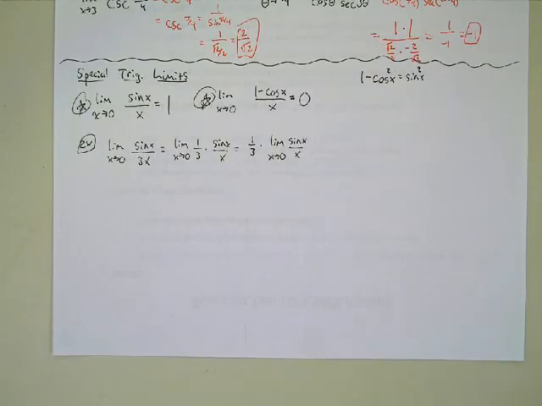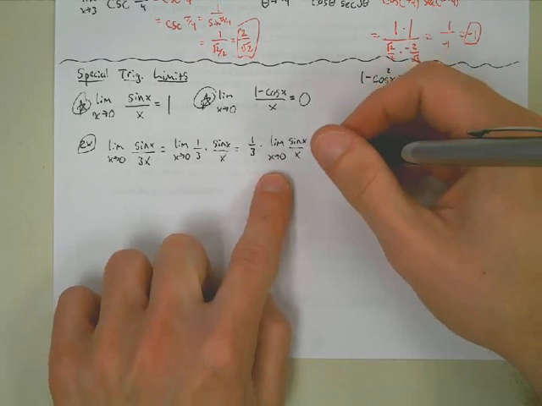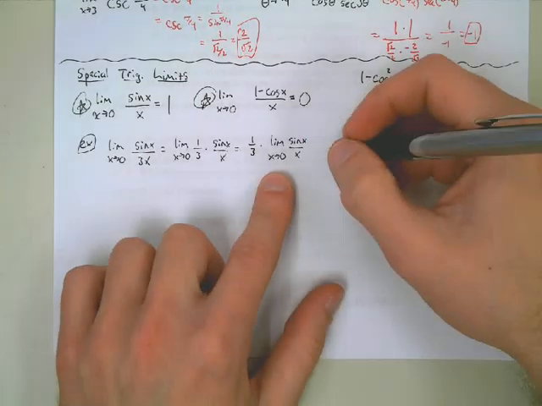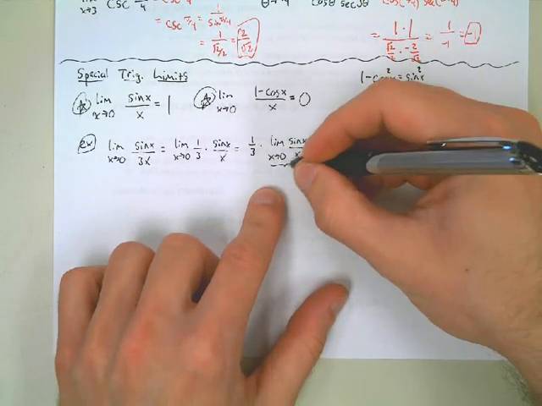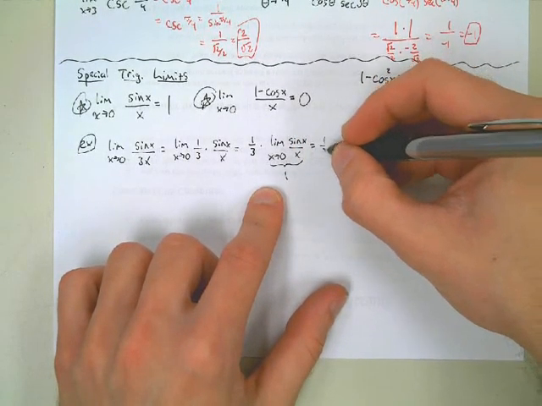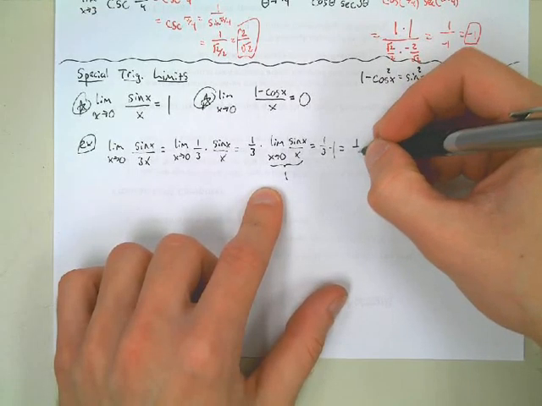Okay, and guess what? What is the limit as x approaches 0 of sine of x over x? 1. So it's 1 times 1/3. So it's just 1/3. That's the answer.